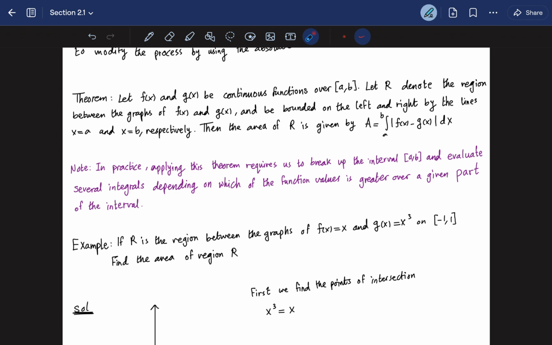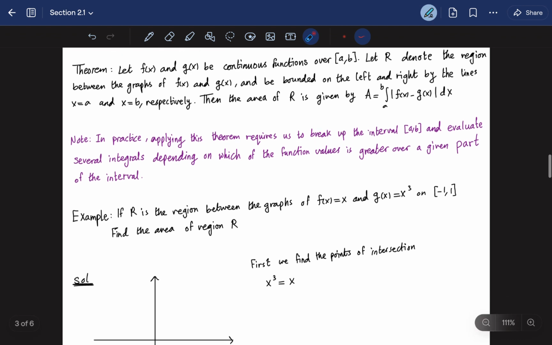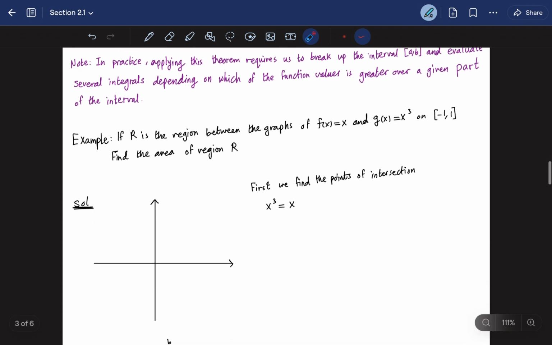So here, technically we're breaking up the interval AB and we're evaluating several integrals for each part of the region, depending whether f or g is bigger in each region. So let's start with this example. If I have f to be x, g to be x cubed, and I have an interval from -1 to 1, and I want to find the area of R. So easy. Let's start by graphing, right?